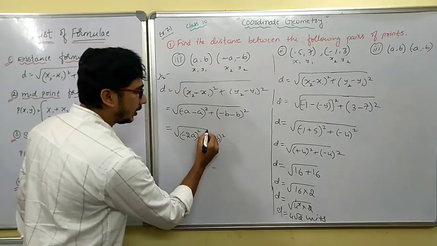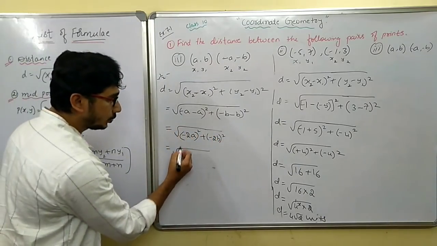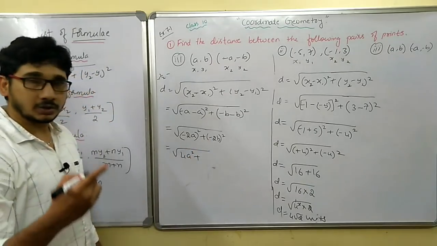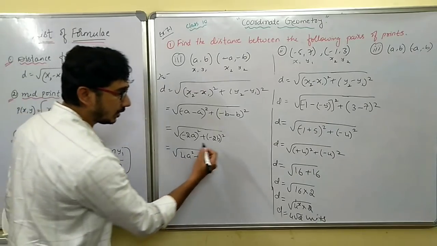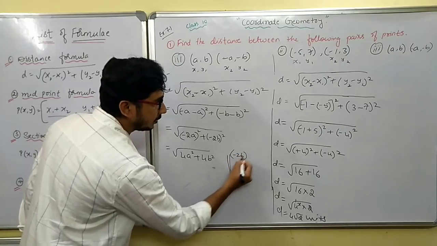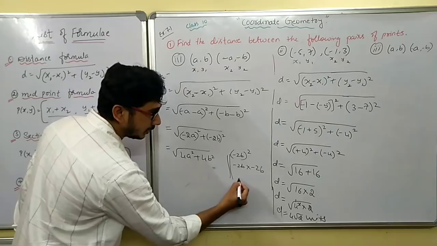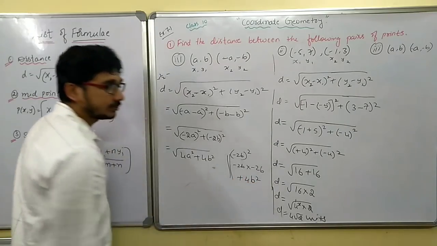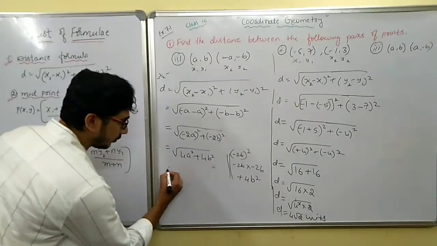So what will happen now? Minus into minus plus, 2 2s are 4, a into a square. Minus into minus plus, 2 2s are 4, b into b square. If you are getting confused, I'll write here. See, minus 2b whole square means minus 2b into minus 2b. Minus into minus plus, 2 2s are 4, b into b square. Okay, similarly for this also. Okay, you people do it yourself.